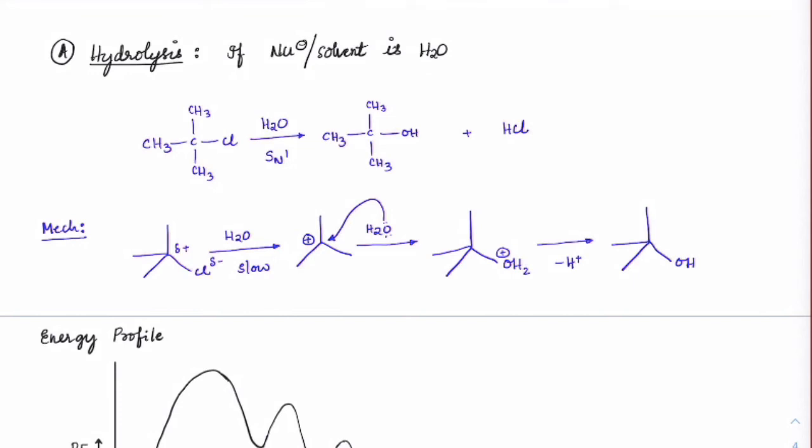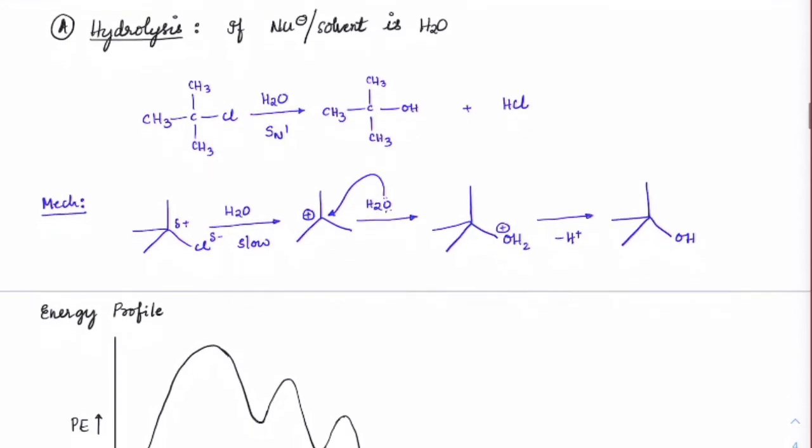So how many steps are involved here? You can check out the number of arrows, 1, 2, 3. So there are 3 steps involved here. So keep writing.